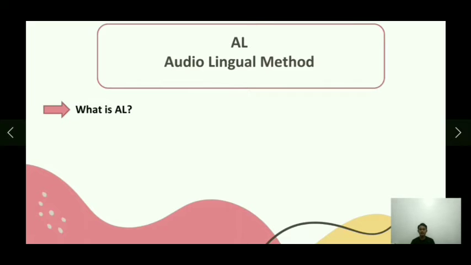Unlike the GTM and the DM, the audiolingual method or situational language teaching was firmly based on a theoretical background. According to Brown 1974, the ALM is firmly grounded on linguistic and psychological theory.